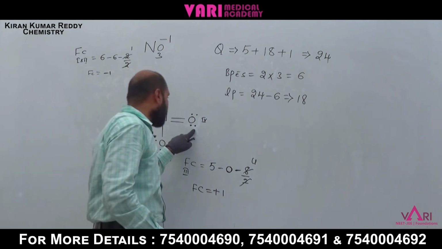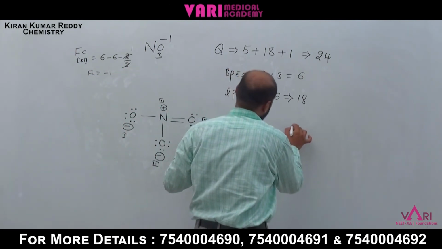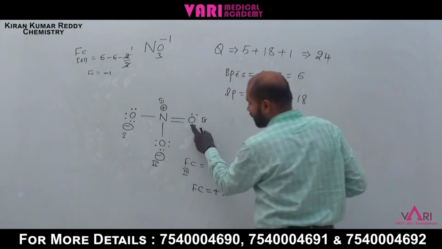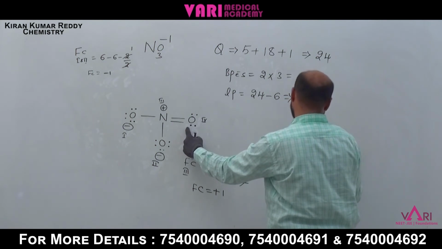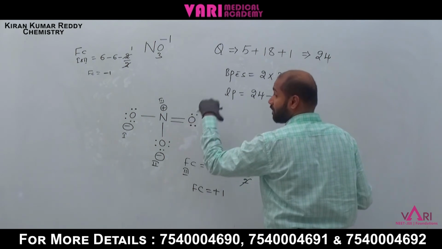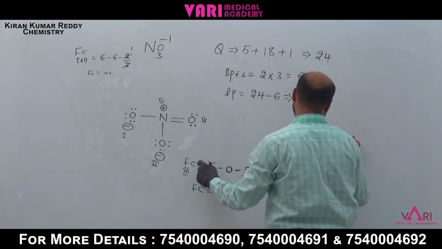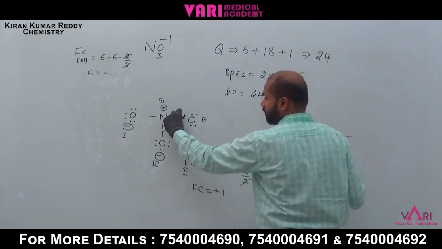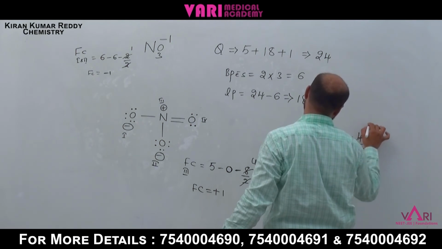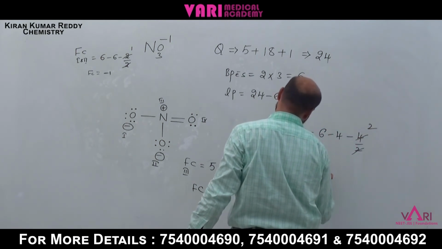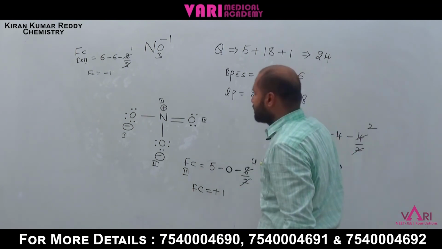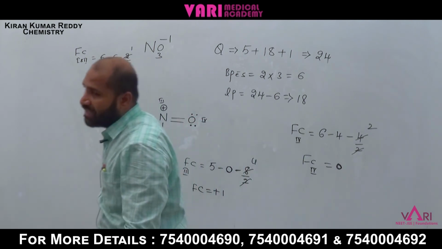Now the formal charge of the fourth atom, the oxygen atom, in the fourth structure. Oxygen, 6 minus how many lone pairs? 1 2 3 4, so 2 lone pairs, that is 4 electrons, minus the bonds: number of bonds 2, 2 into 2 is 4, 4 by 2 is 2. Now the formal charge of the fourth one is 0. This is the structure of NO3 -1.